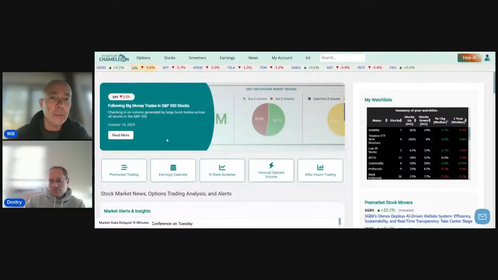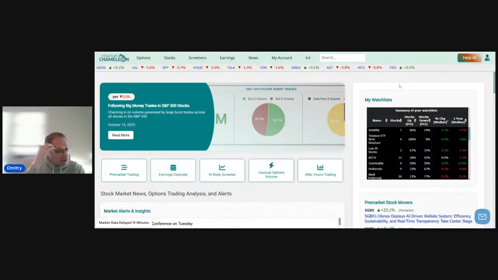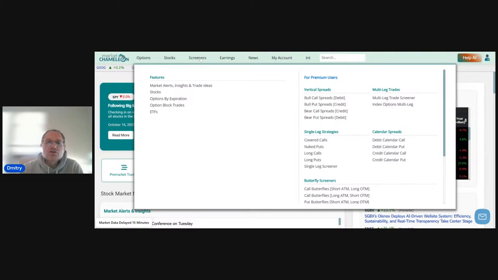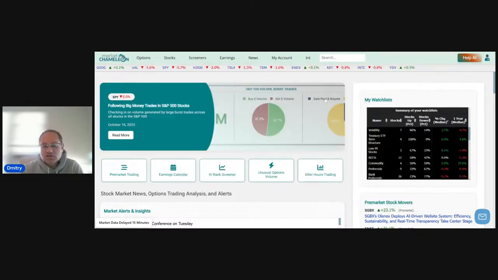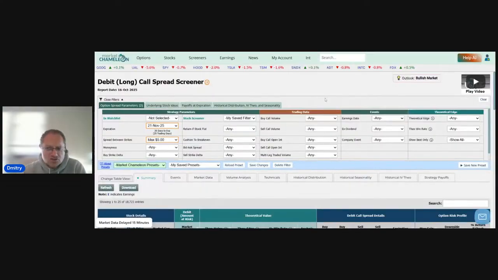There's the Market Chameleon landing page. Good morning, everyone. First, let's navigate to the call spread, and then we'll take a look at some liquidity metrics we could use to screen for call spreads. Up top, under screeners, we're going to go to the right. Let's look at a bull call spread. I'm going to click on that. This takes us to our bull call spread screener.